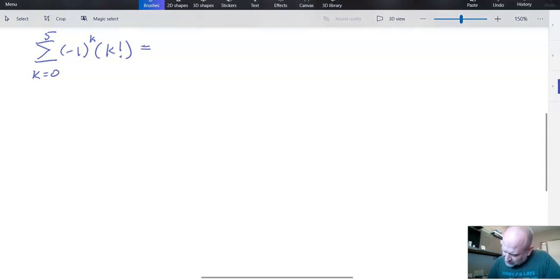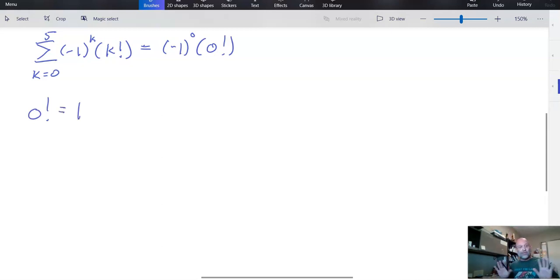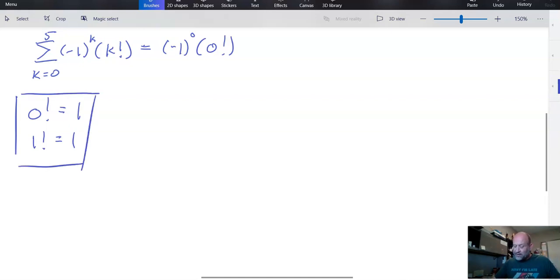So first off, k is 0. That means my first term is (-1) to the 0, so it's a positive term, times 0 factorial. Now, before you panic, 0 factorial is not undefined. It sounds really weird because there are no positive integers less than 0, but 0 factorial is 1. There's no problem with that. 0 factorial is 1. 1 factorial is also 1. Just so we're aware, those are two properties of factorials that we can absolutely count on. 0 factorial is 1. It is not an undefined quantity.